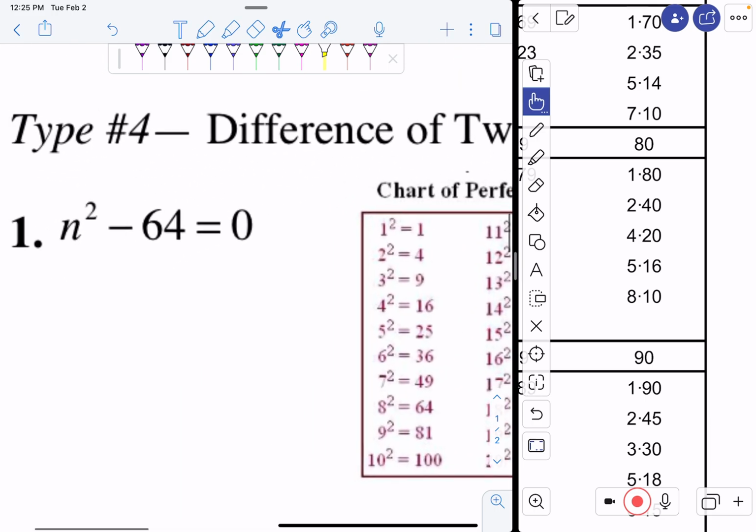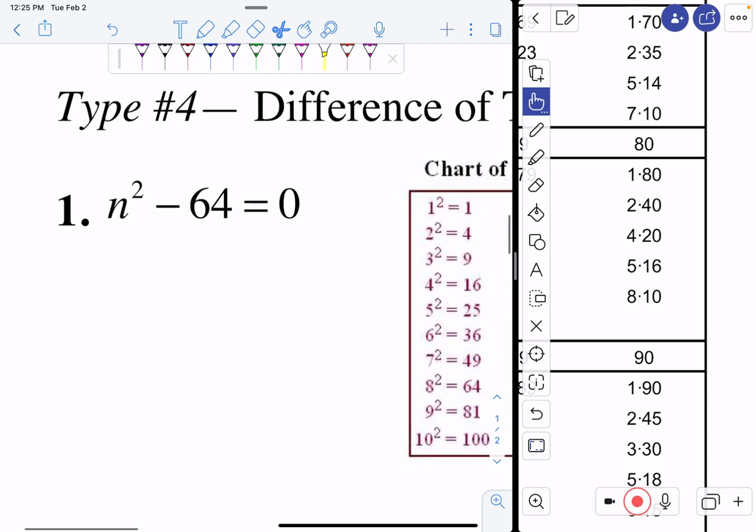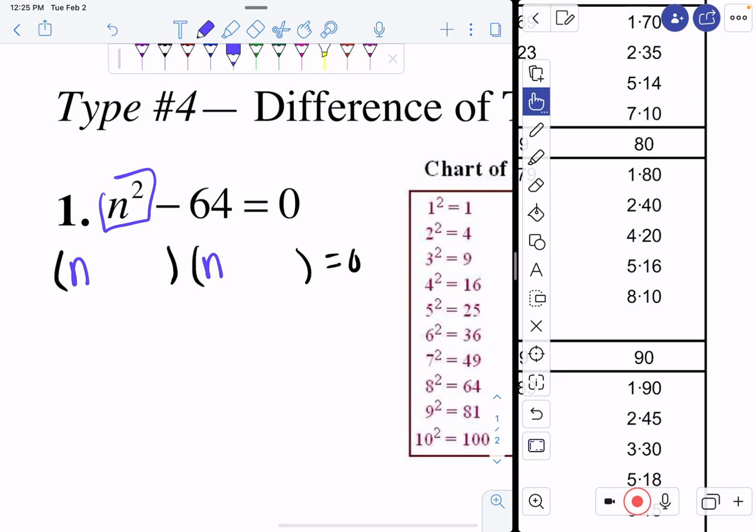Okay, so in our first example, we have n squared minus 64 equals 0. Remember, whenever you have dots factoring, you have two terms, there's a minus, and everything's a perfect square. So I'm going to go ahead and make my two sets of parentheses. It's going to be equal to 0. I have to ask myself, what makes n squared? Well, it's an n and an n.